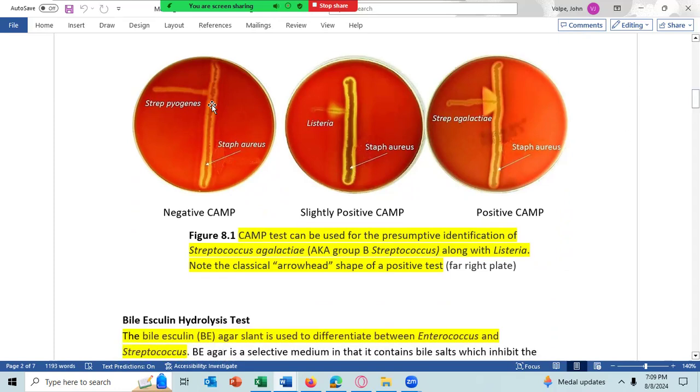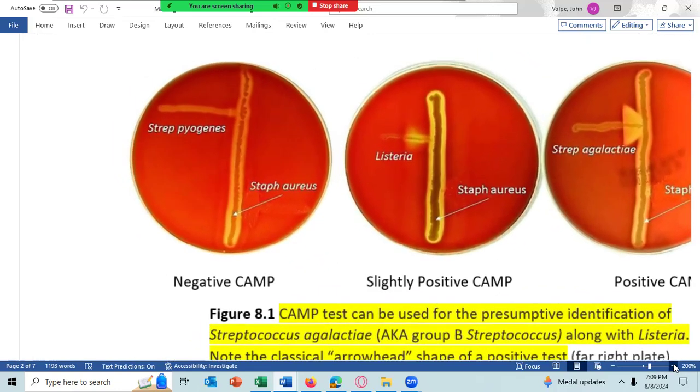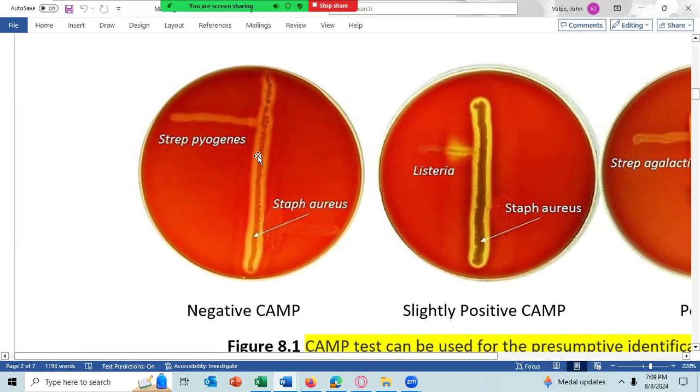So there's the Staphylococcus aureus streak. Let me blow that up a little. And you can see the hemolysis, the complete clearing of the blood cells around the Staphylococcus aureus. And then Streptococcus pyogenes is streaked this way. Streptococcus pyogenes is negative in the CAMP test. There is no enhanced hemolysis of Streptococcus pyogenes grown near Staphylococcus aureus.